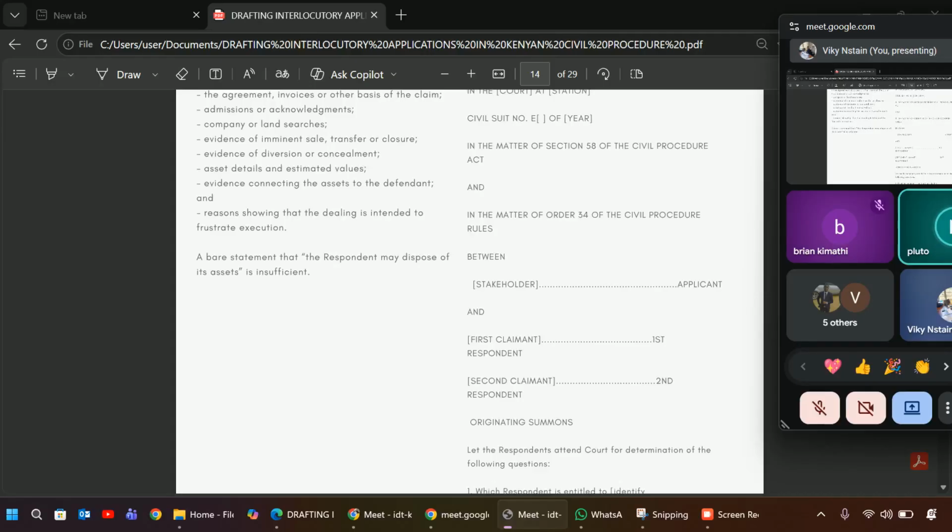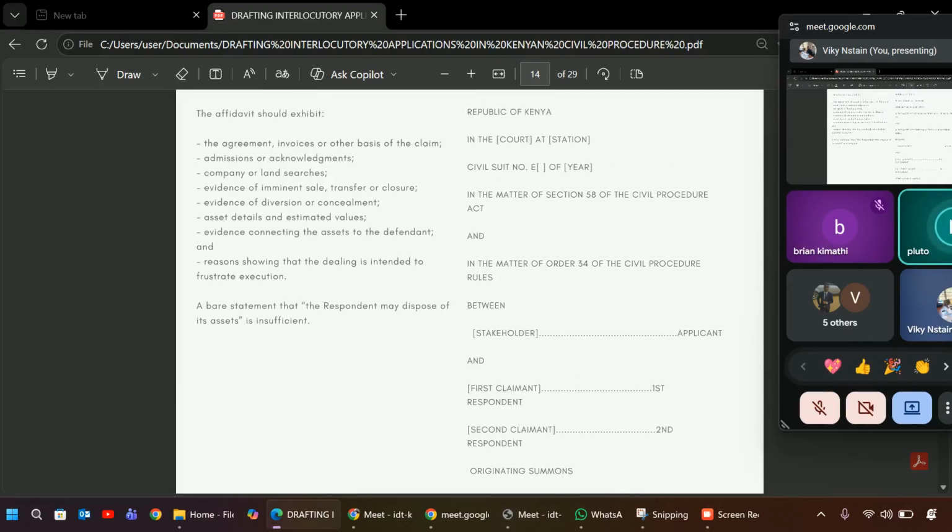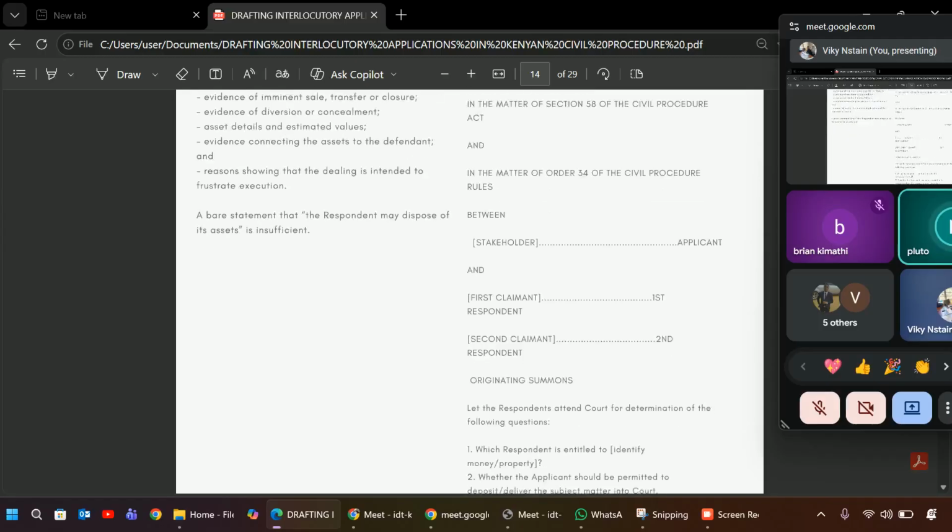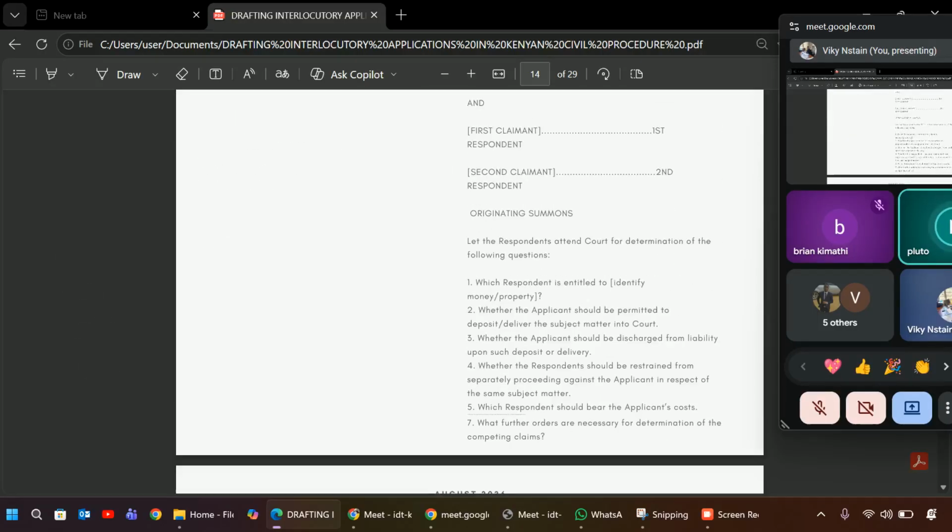But basically, my understanding of interpleader is that the wording should be let all concerned parties attend the Honorable Court in chambers for determination of the following questions. For instance, whether the first respondent is entitled to the ownership of vehicle number so and so, and whether that and that. I mean, just determining who amongst the two people have the possessory rights or should be declared the owner of a certain suit or property which is in contention.